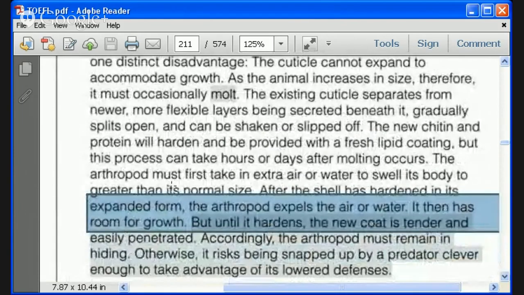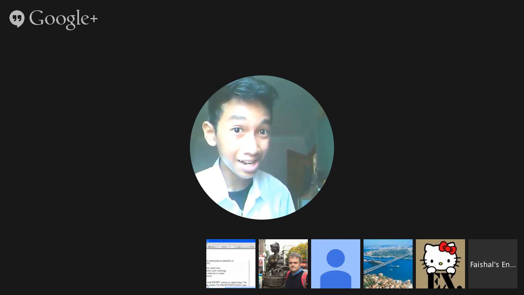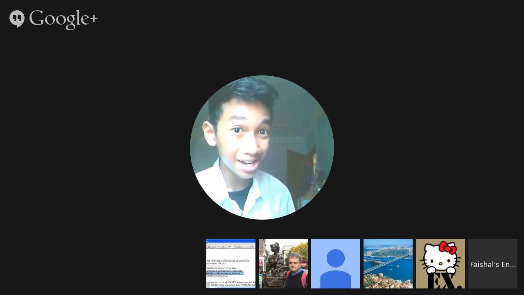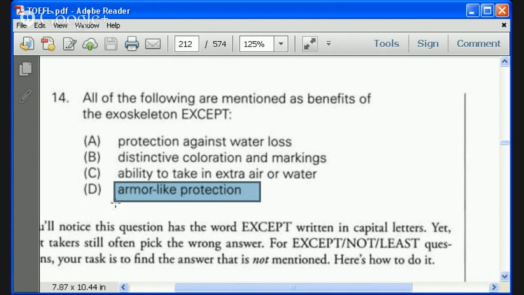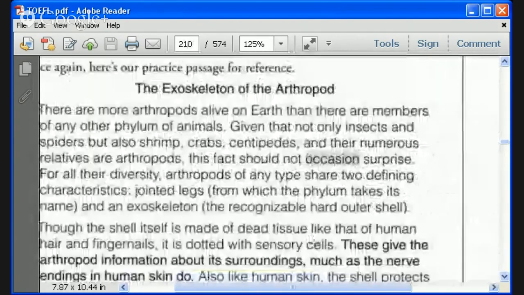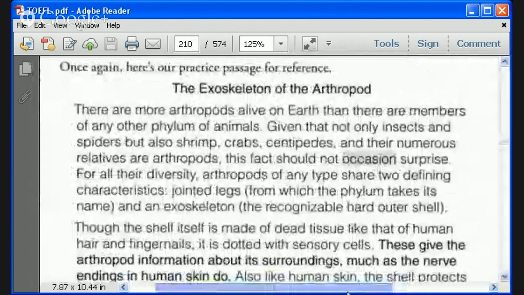Well, Faisal, what do you think of that? It has this ability, but is it a benefit? Ability. I'm not sure, but maybe. Yeah, I'm not sure that's a benefit. Me neither. Okay. Armor-like protection seems quite obvious, actually. And all right, I should probably find it somewhere in the text. Armor-like protection could be anywhere, just to make sure.